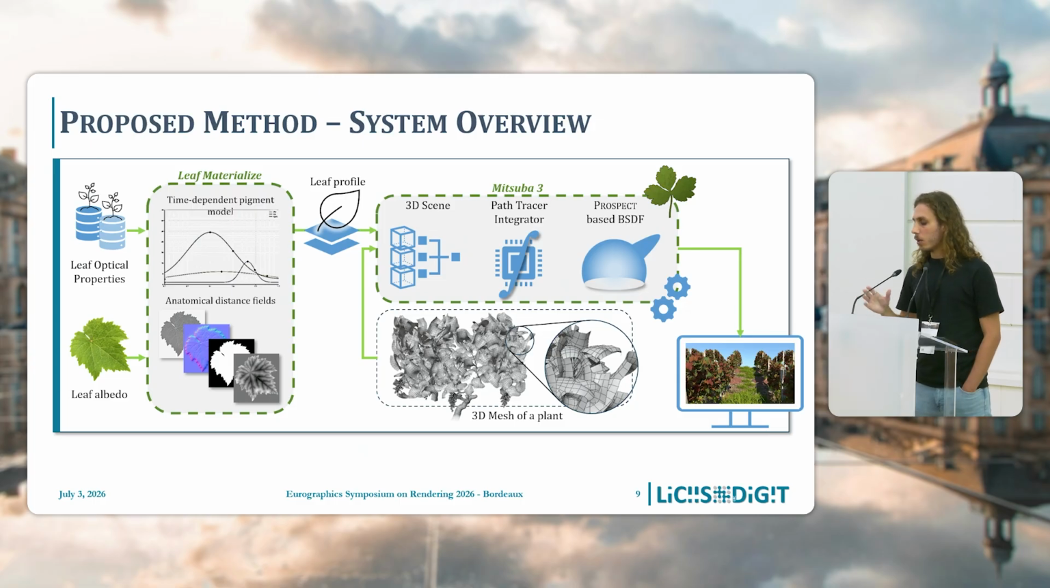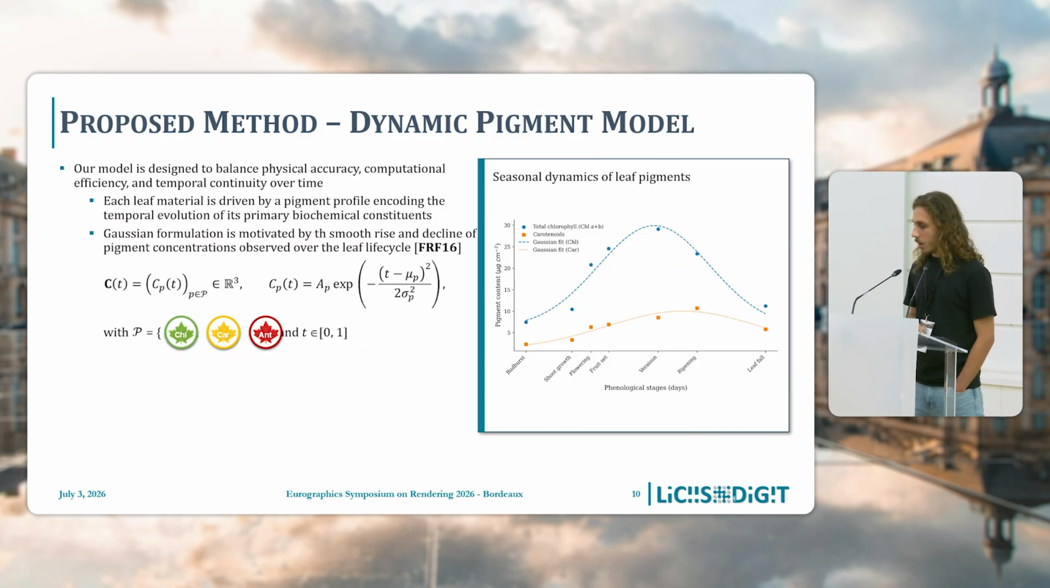Now I will talk about leaf materials, which data we extract from this different information, and how we can construct the leaf profile to have a good and accurate rendering of the leaf. Firstly, we need to characterize the concentrations of each pigment. So we need 3 curves along the life cycle of a leaf, for example, chlorophyll.